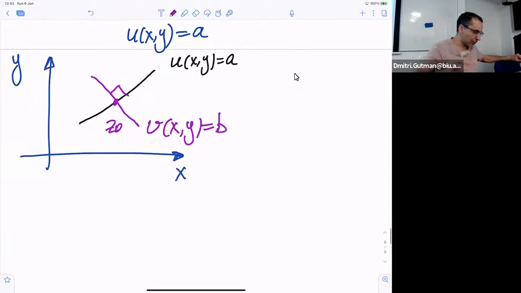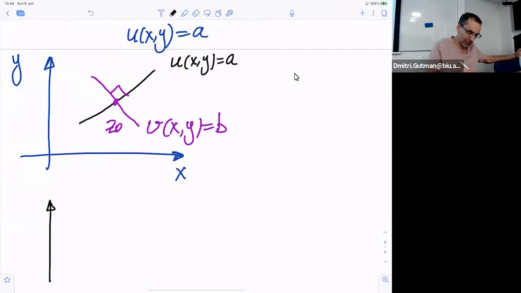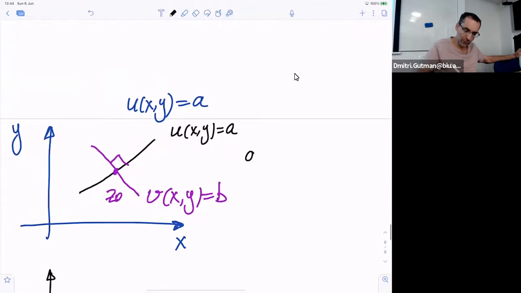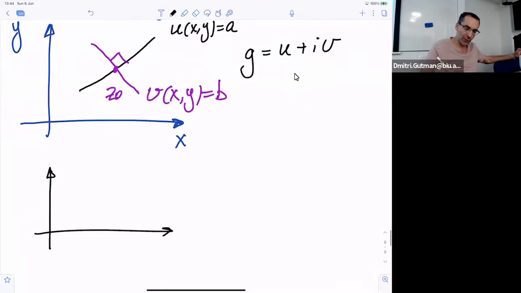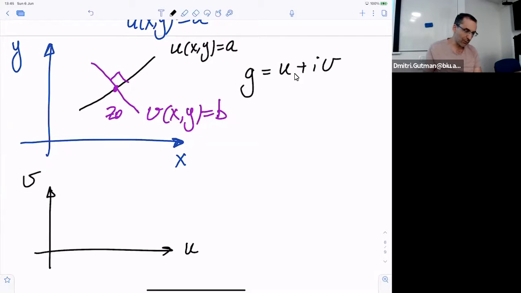Let us look at the function G. Remember, G is defined as U plus iV. So now let us look at the function G and see what function G does to the complex plane. So let us draw the image of the black and purple curves in the U and V coordinates. What is the image of a black curve in the UV coordinates?